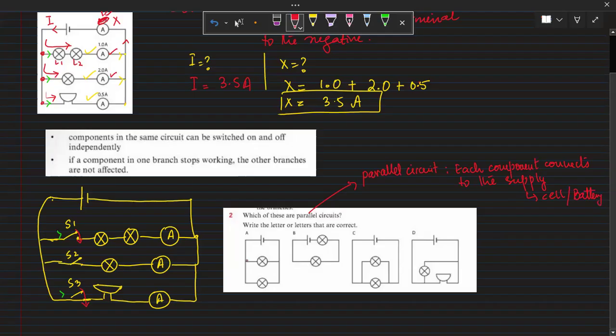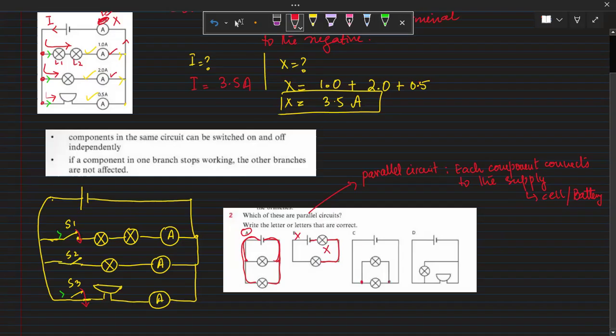Now you can see here this lamp is directly connected with the cell, right? And again this is also connected directly with the cell. So they are going to be parallel, right? Number one. They are not connected in parallel. Why? Because this is connected through the lamp and then makes a connection with the cell. So this is not parallel, right?